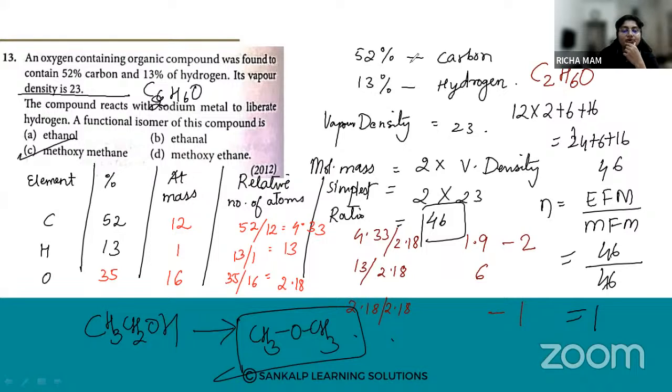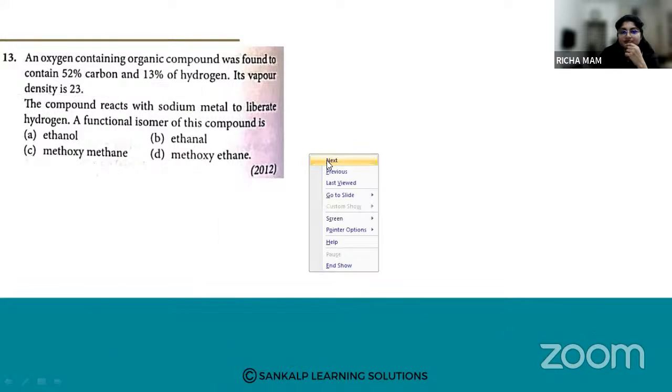So it is due to the presence of the alcohol. So what functional group is it having? It is methoxymethane. So it is option number C. Option number C. Okay, let us go for the next one.